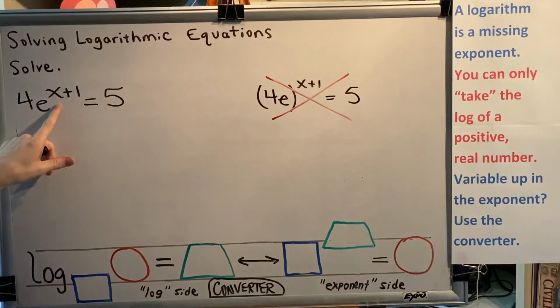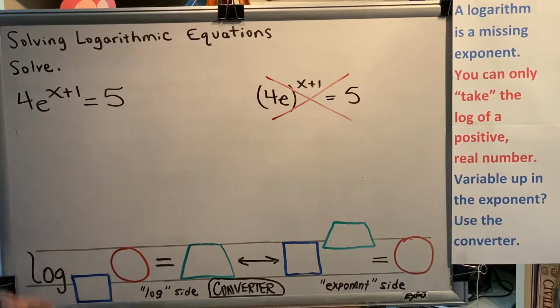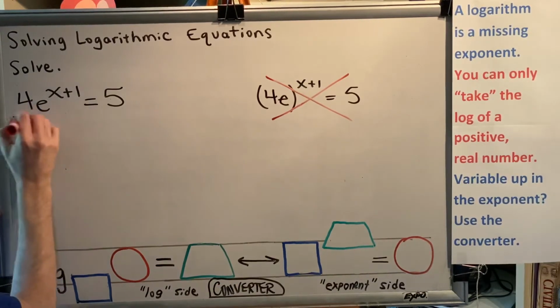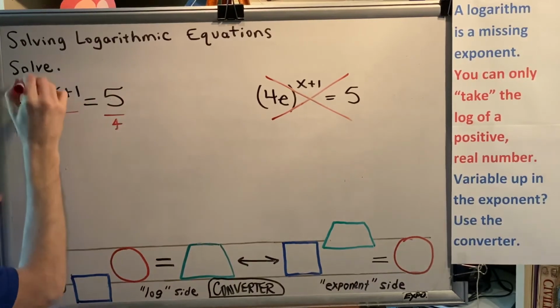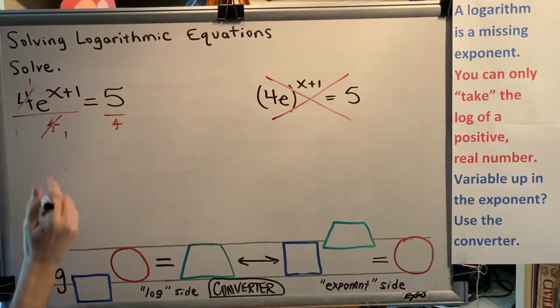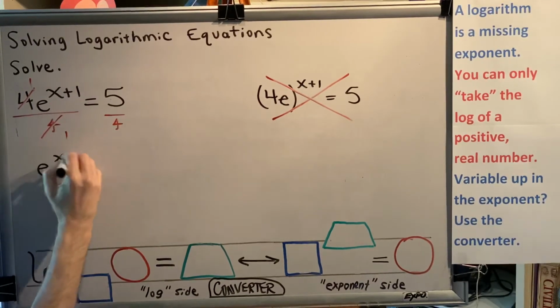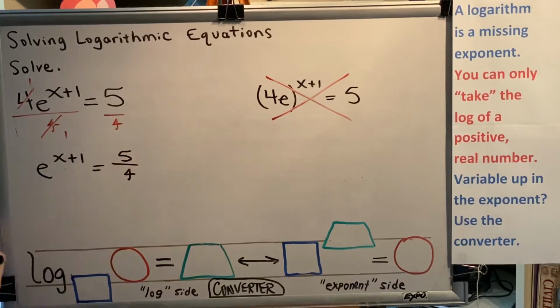X plus 1 is our exponent. 5 is our argument. So what does that make this 4? That means this 4 is simply extra, and it's something that we have to get rid of before we can use the exponent side of our converter. We do that with division. Divide both sides by 4. Then these 4's cancel to 1. Anything times 1 is itself, anything divided by 1 is itself. So on the left we get e to the x plus 1, and on the right we get 5/4.